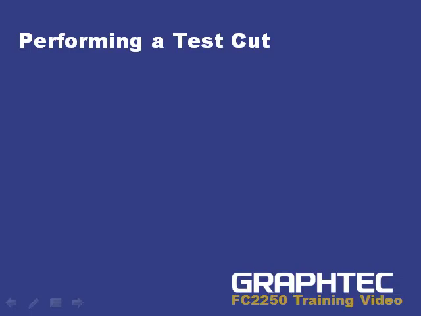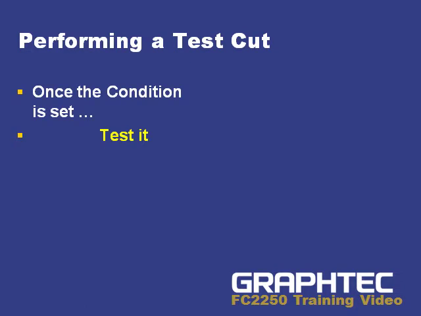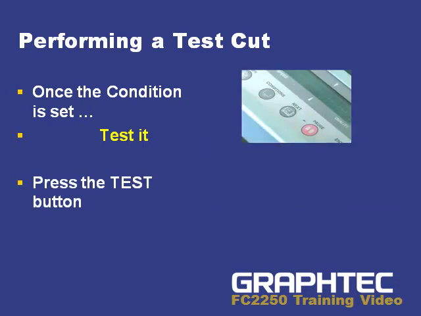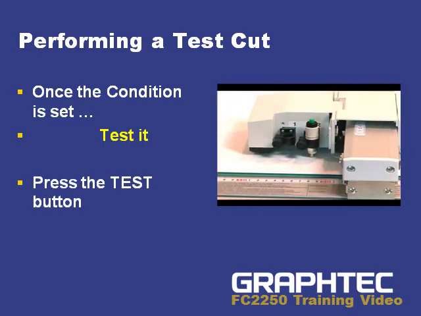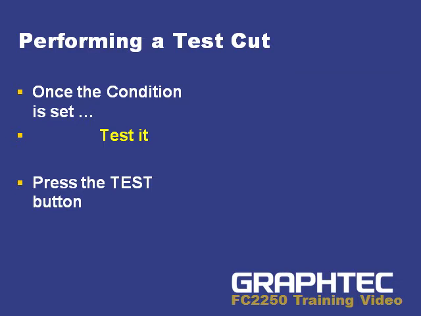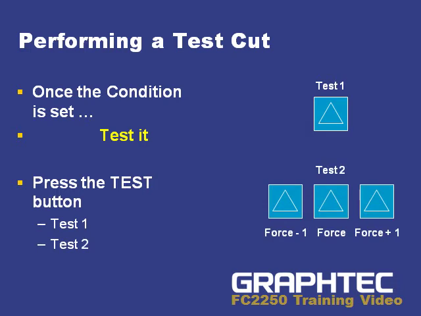Now that you've set up the condition, and the condition is set, test it. This is done by pressing the test button. Now the test button will give you 4 options, but we're only concerned with 2 of them, test 1 and test 2. Test 1 will cut 1 square and a triangle within it. Test 2 will cut 3 squares with 3 triangles within those squares.